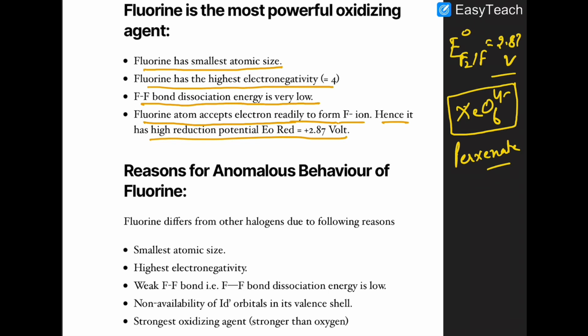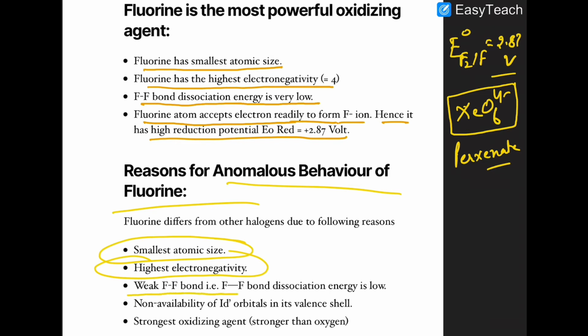Now, why is there so much anomalous behavior shown by fluorine? The anomalous behavior shown by fluorine is due to the following reasons. Number one, it has the smallest atomic size and the highest electronegativity. Despite being a very short bond, the fluorine bond is weak due to lone pair repulsion. So bond dissociation enthalpy is very low, there is non-availability of d orbitals, and a very strong oxidizing nature. It has the highest value of standard reduction potential.